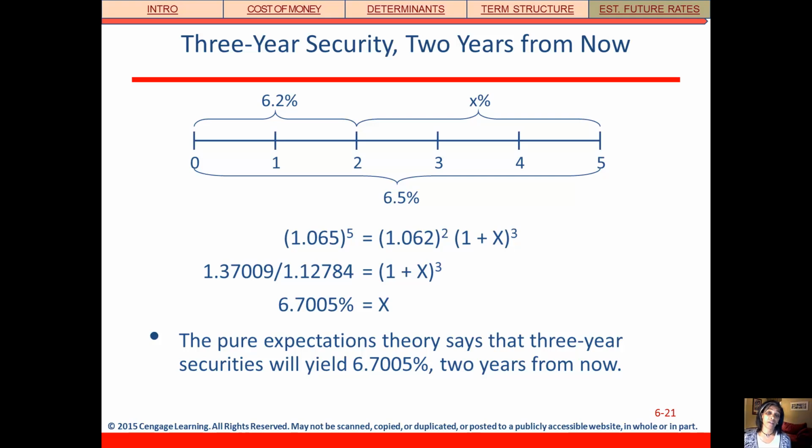Now I could do the same thing for a 3-year rate 2 years from now, because I know the current 5-year rate is 6.5% and the current 2-year rate is 6.2%. So I say 1 plus that 5-year rate raised to the 5th power, because I'm going to get that for 5 years, is equal to 1 plus the 2-year rate squared times 1 plus that unknown 3-year rate raised to the 3rd power. And I solve for x. If I do the math, I find that x, the 3-year rate 2 years from now, is 6.7%.